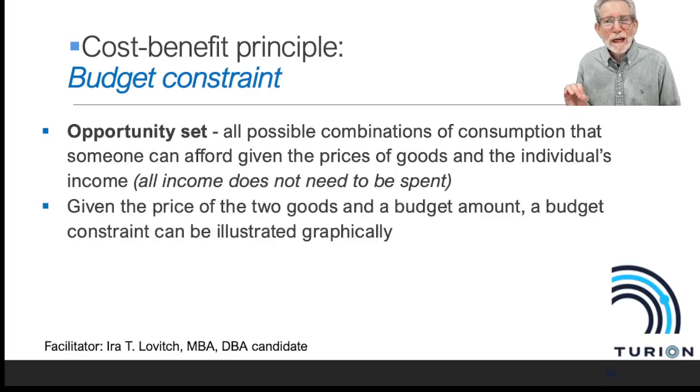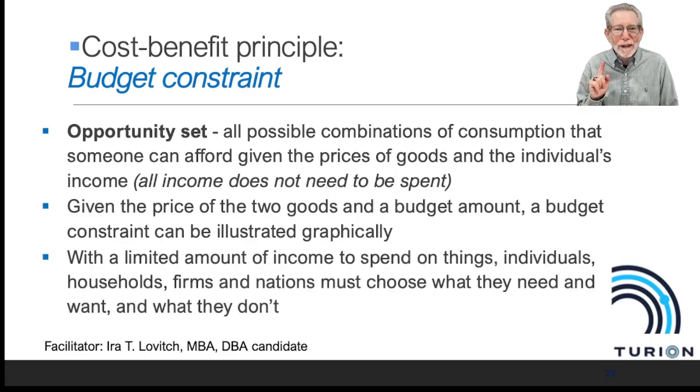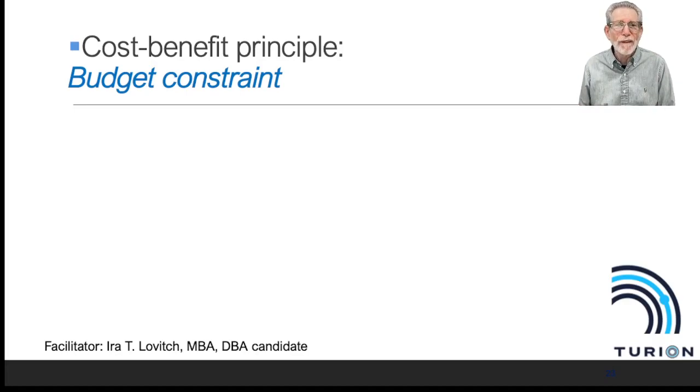And so the price is really important here because we're making our comparisons based upon the given or going price of whatever, for example, would be the two variables or two goods that are being compared in the budget. And we can put that budget on a graph, and we'll be looking at something like that in our next video. So with a limited amount of income to spend on things, individuals, households, firms, and nations must choose what they need and want and what they don't.